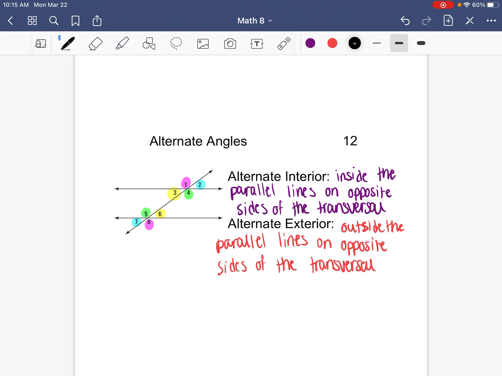The special thing about alternate angles is that these angles are congruent to each other. Congruent means that they have the same angle measure, so they are going to be equal to each other. So when we're setting up our equations today, our two angles are going to be set equal to each other instead of adding up to 180 like we have been doing.